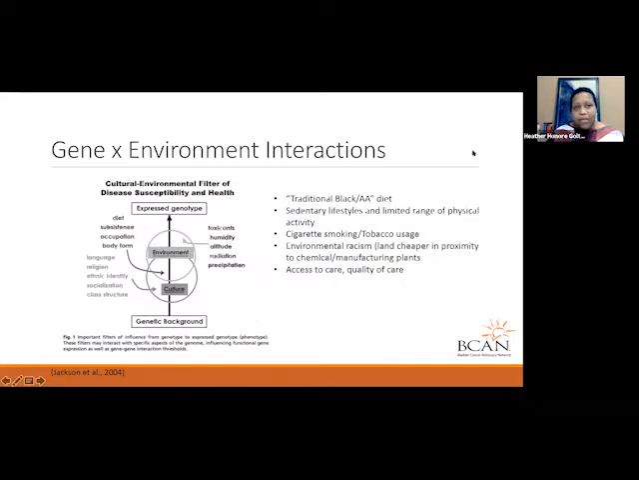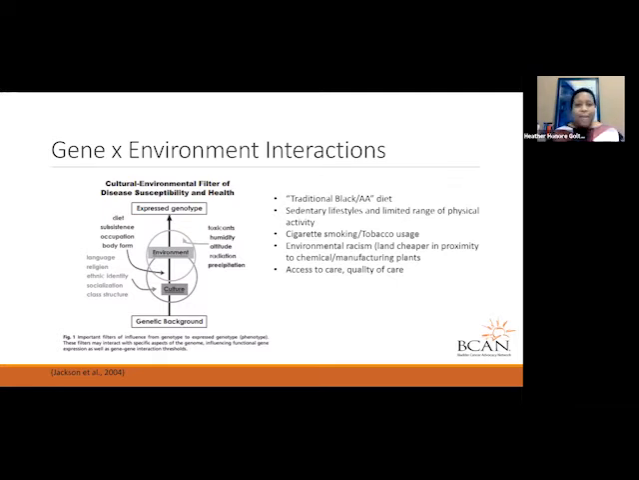I want to take a moment just to talk about gene by environment interactions. We did pre-webinar have a question about genetics. Why, broadly considered, bladder cancer is not considered a hereditary disease. Only less than 10% of bladder cancers that we are aware of are linked to some type of familial genetic link.